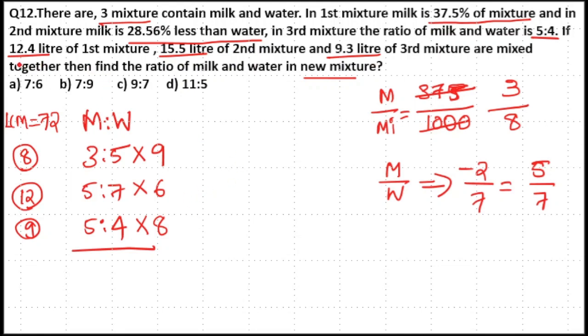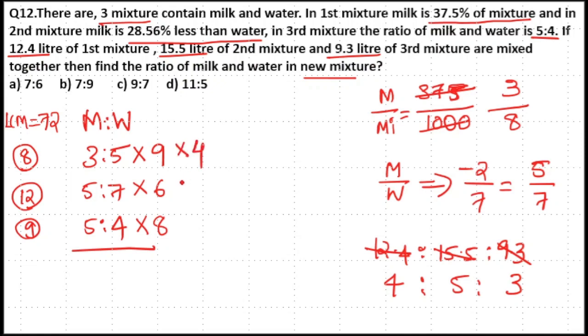Now volume of mixtures is 12.4 is to 15.5 is to 9.3. 3.1 into 3 is 9.3. 3.1 into 5 is 15.5. 3.1 into 4 is 12.4. So 4 is to 5 is to 3 is the volume of these three mixtures. So multiply first ratio with 4, second ratio with 5, third ratio with 3.